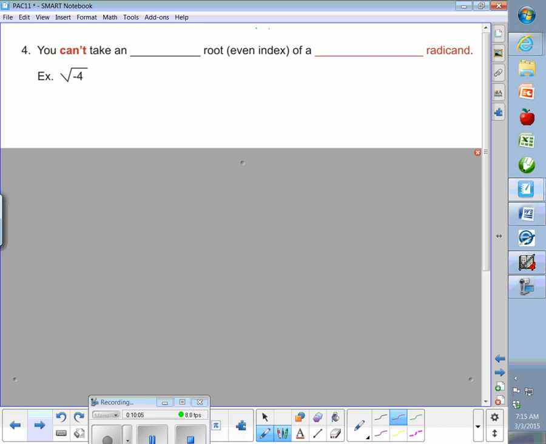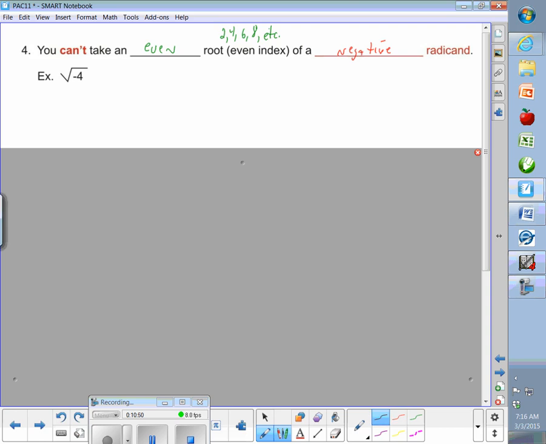All right, number 4. You can't take an even root. What do I mean by an even root? I mean an even index. This would be an index of 2, 4, 6, 8, 10, 12, 14, 16, 18, 20, any kind of index where it's an even root. You cannot take an even root of a negative radicand. They don't exist within the real number system. So you don't get a real number answer.